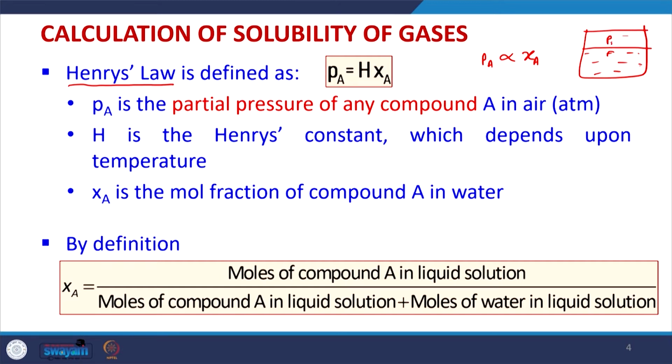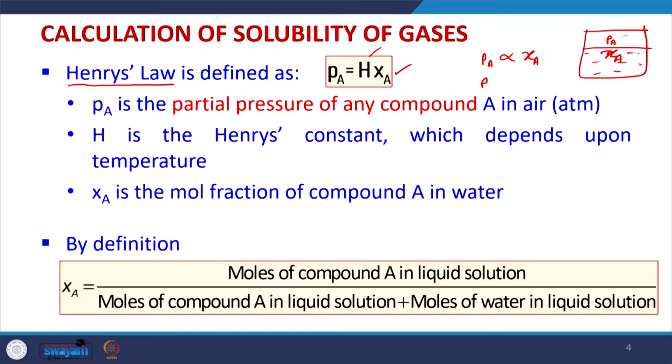So, the partial pressure of a gas will be proportional to the mole fraction of that compound in the liquid phase. This is called Henry's law. The proportionality constant is called the Henry's constant, which is given here. This is the basic definition.